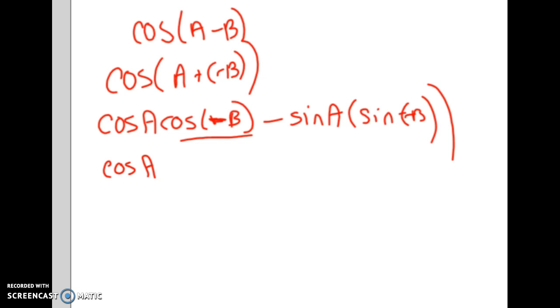Look at the salmon sheet real quick. Cosine of negative theta is the same as... Perfect. So this would be the same as cosine B. Negative, sine of negative B is the same as what? Negative sine B. I'm going to pull the negative out front again, so it makes it a plus sine A sine B. Yes? So it's very similar to the last formula, except there's a plus sign.